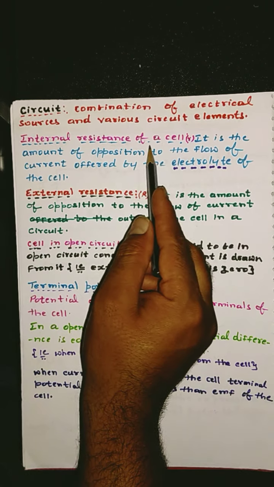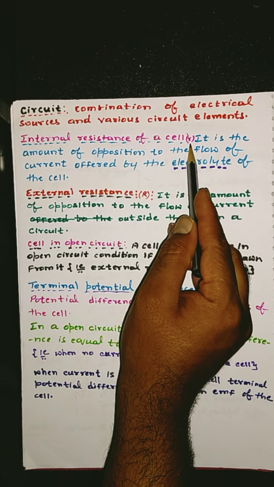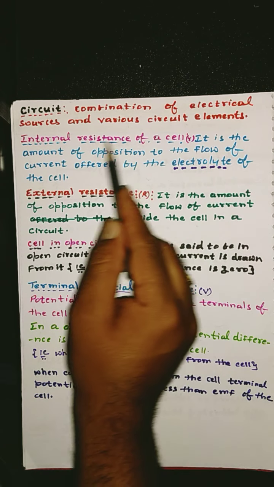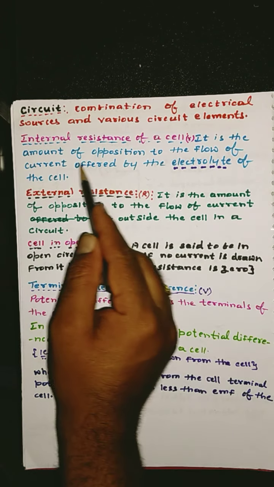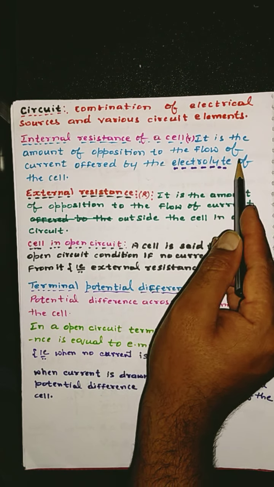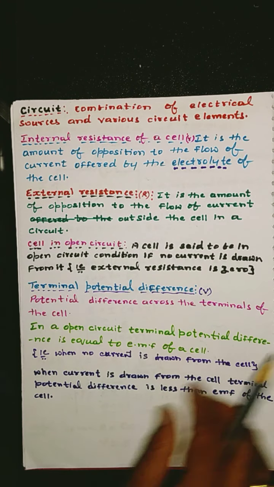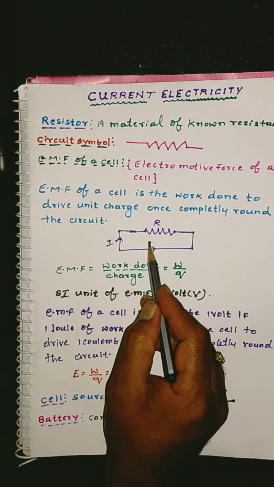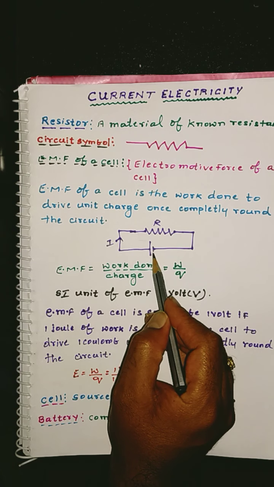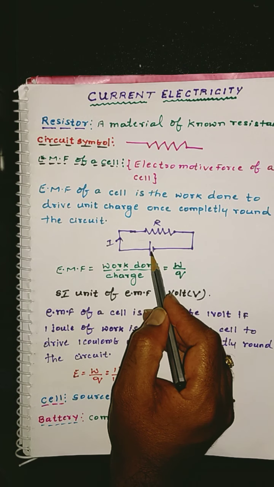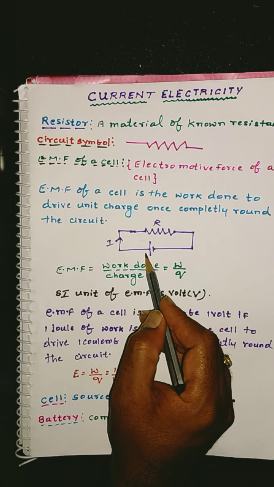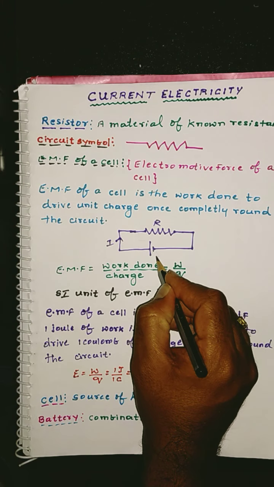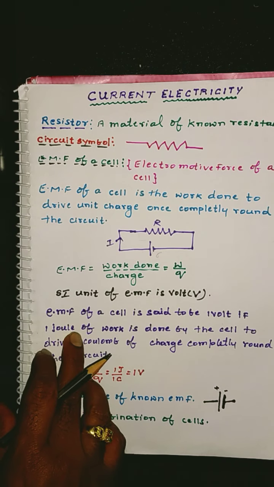So internal resistance of a cell, already I have told you, is normally represented by small r. It is the amount of opposition for the flow of current offered by the electrolyte of the cell. Where will be the electrolyte? Between these two terminals. That opposition offered by this electrolyte for the flow of current or charges is what is called internal resistance. Internal resistance is normally represented by small r.